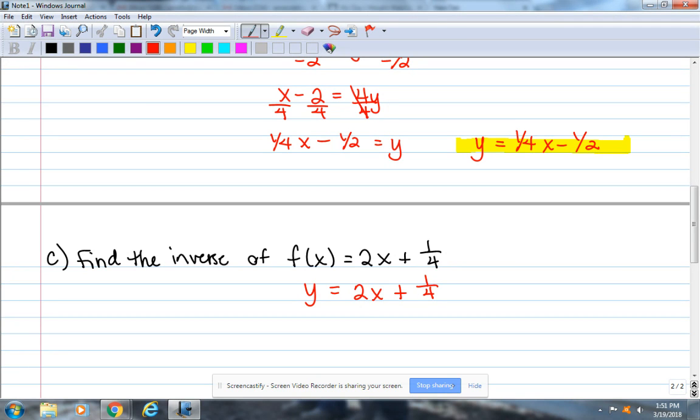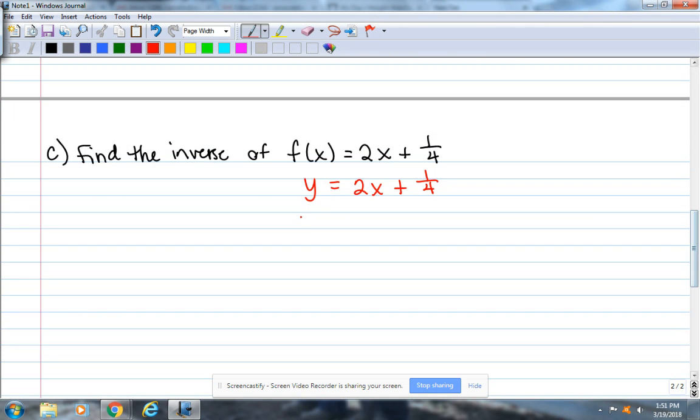So now what's the first thing you do to find an inverse? Change your x and your y. So x equals 2y plus 1/4. Now what do you do to get y by itself? Subtract 1/4. So this is x minus 1/4 equals 2y. Now how do I get y by itself? Divide everything by 2.